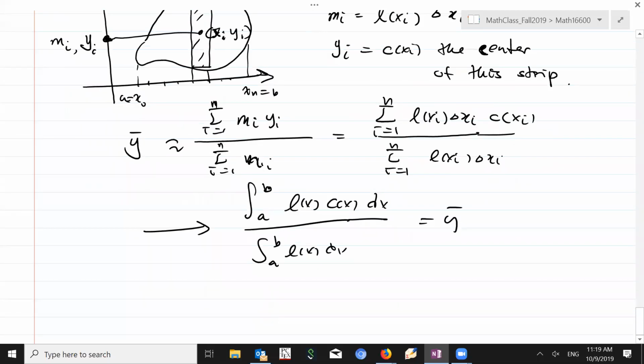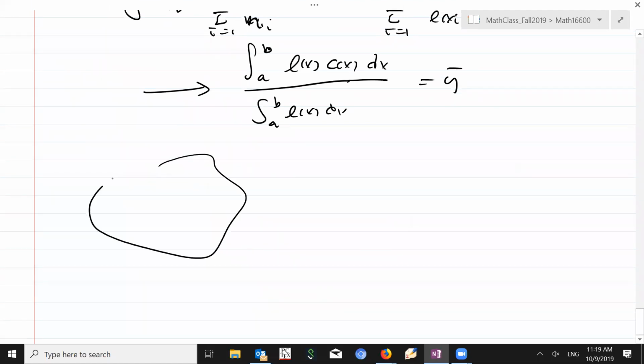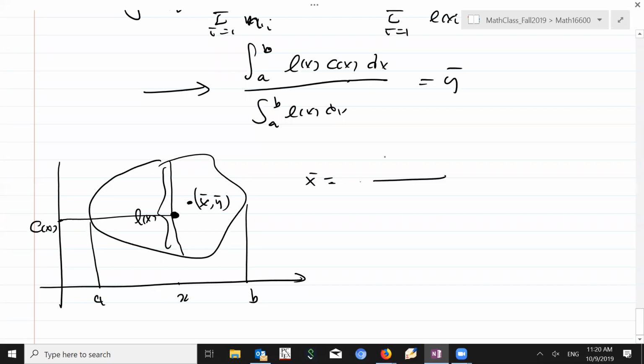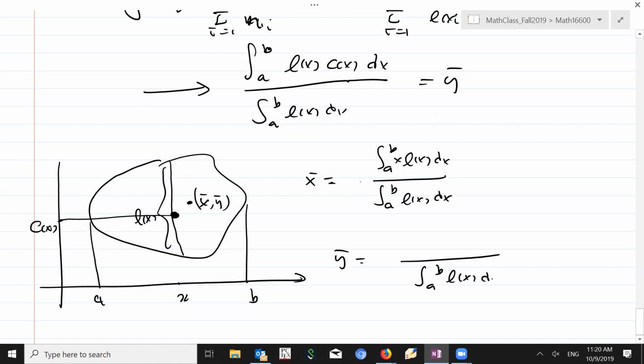So you need to find the coordinate. If you have a picture here, and you project an arbitrary point, you draw the line and measure this. You also have to find the center c(x). Then you get x bar and y bar by two formulas. The first one you already know: the integral from a to b of x L(x) dx. And for y bar, the denominator is still the same. The difference in the numerator is that x is replaced by c(x).